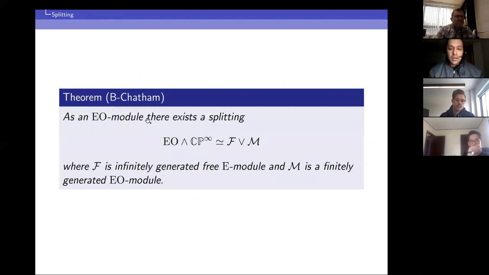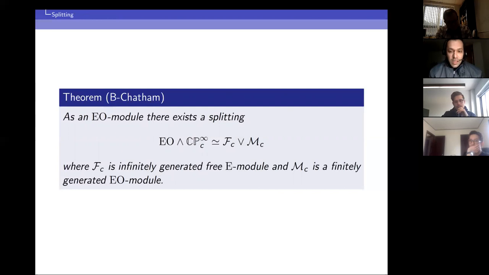From here, we are able to conclude that there actually exists a topological splitting. That is, if you smash EO with CP infinity, it breaks up as F direct sum M, where F is an infinitely generated free E module and M is a finite EO module. So let me briefly talk about this topological splitting. Well, before I do that, let me just say that you can conclude it for any CP infinity C, and you get a very similar sort of splitting.